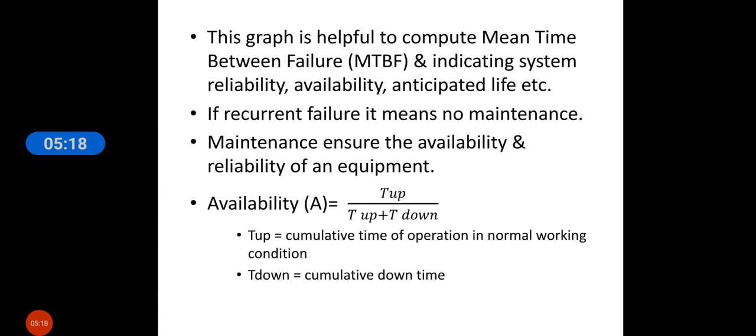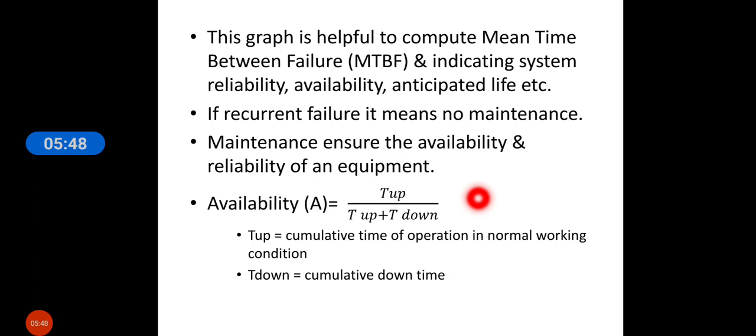To ensure the availability and reliability of your equipment, we can calculate availability of the equipment with the help of this formula. T up means कितने टाइम के लिए मशीन जो है आपकी नॉर्मल वर्किंग कंडीशन में ऑपरेशन के लिए अवेलेबल थी, और टी डाउन का मतलब कितने टाइम के लिए मशीन आपकी ख़राब रही. तो it means total up and total down time is total time available, and T up means total time available of machine for working purpose.